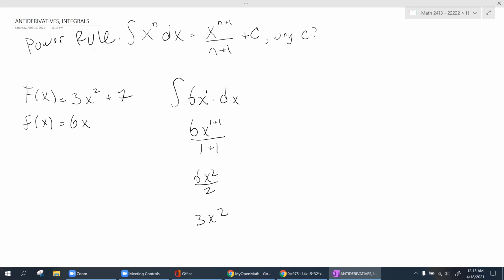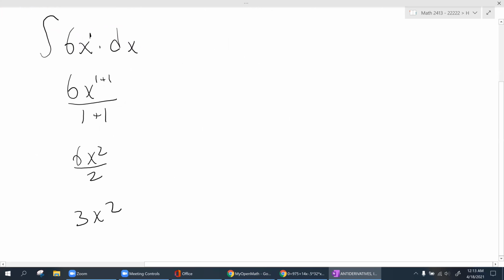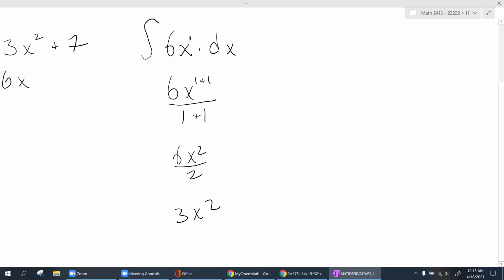Is there any way I can ever retrieve that 7? No, there isn't, because as soon as you derive it, it goes to 0. I wouldn't know if you had a 7 there, or a -5, or 1,000, or 3 over 4. A constant goes to 0. That is why, whenever you're integrating and you are not given any bounds, generally you'd be given a number here and a number there. But right now, we're not.